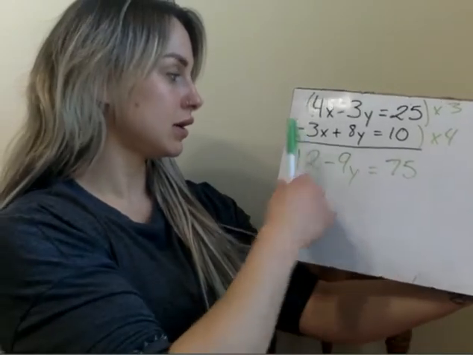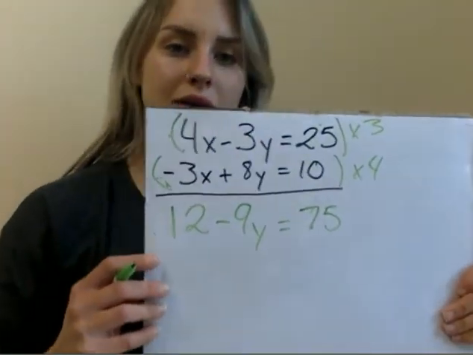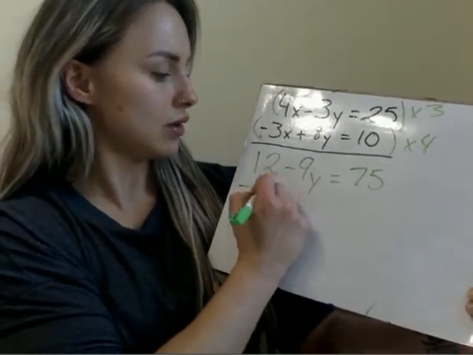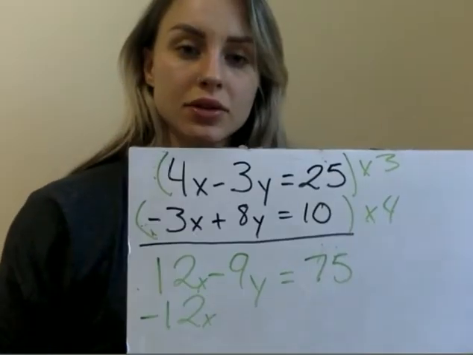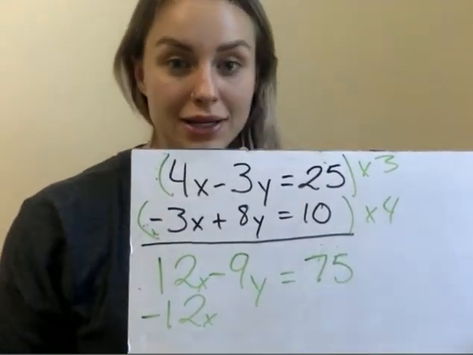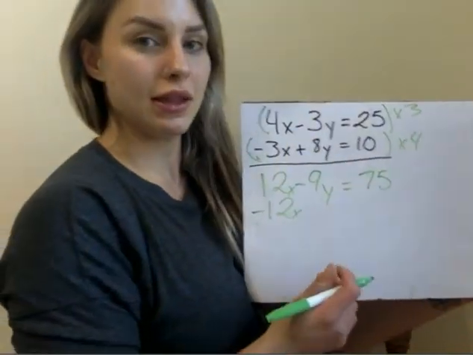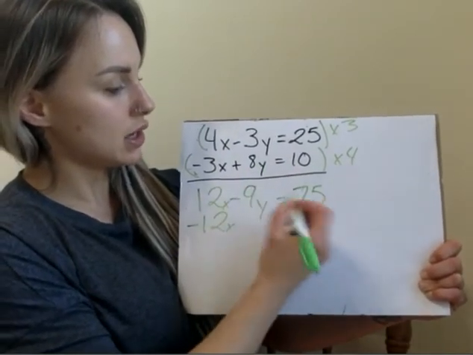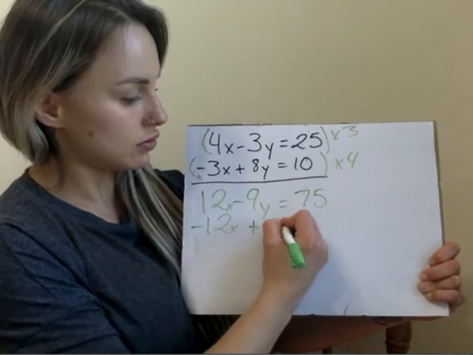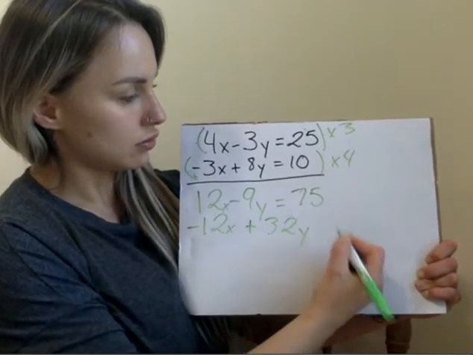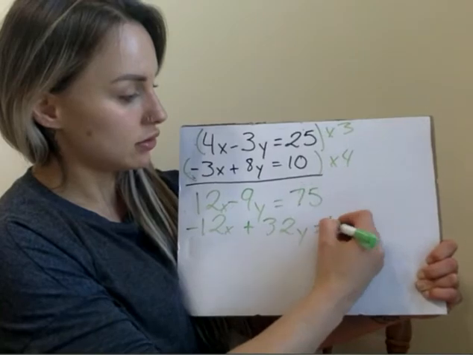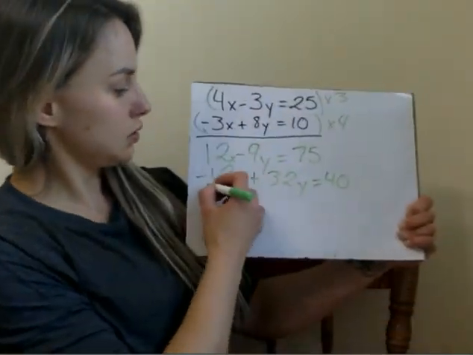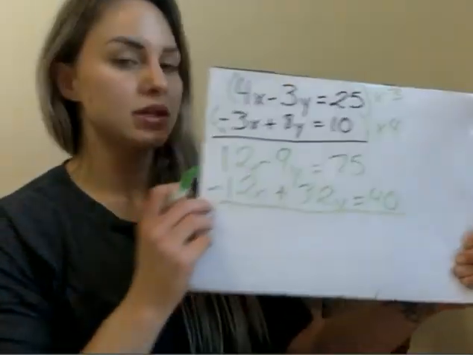Okay, so then we're going to do the next one. We're going to do negative 3x times 4, which gives us negative 12x. So now we're going to be able to eliminate the x. So then we have to do the next number. So 8 times 4 is 32, and 10 times 4 is 40.